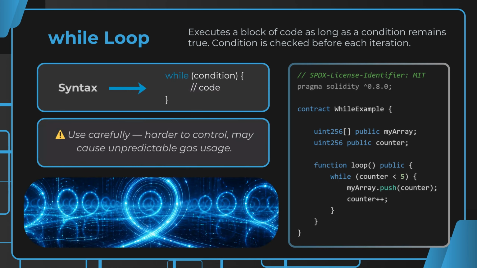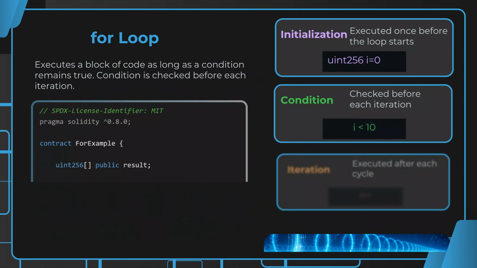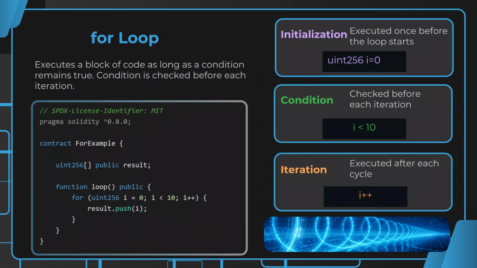The while loop allows you to execute a block of code repeatedly as long as a condition remains true. The condition is evaluated before each iteration and the loop stops once the condition becomes false. In this example, the loop runs while counter is less than 5. On each iteration, the current value of counter is added to the array and then incremented. In practice, while loops are rarely used in Solidity because they can be harder to control and may lead to unpredictable gas usage.